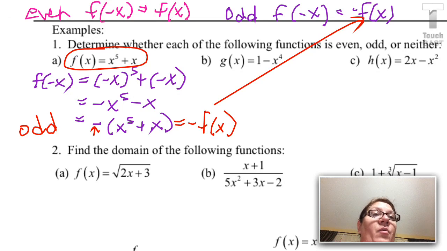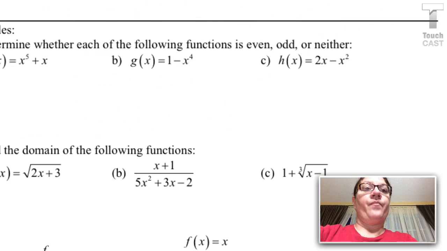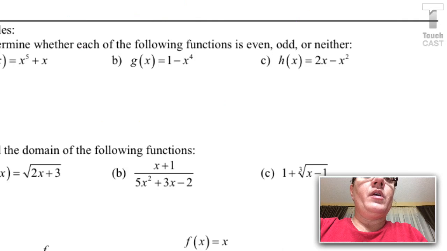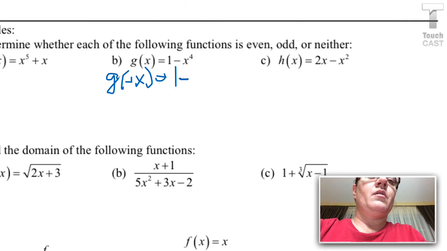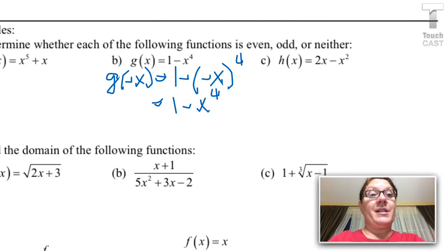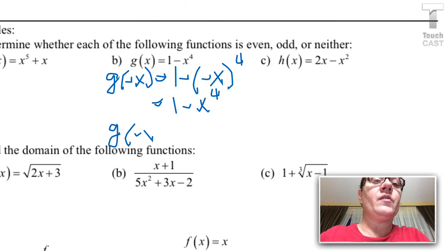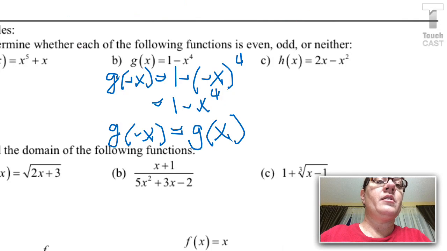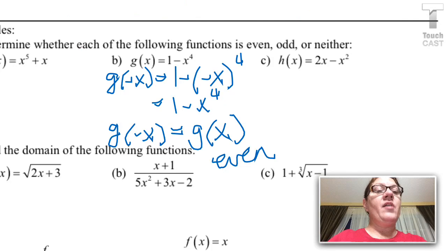Okay. And we're going to repeat the process for the next one after I erase all this mess. Okay, so again, I'm going to substitute in negative x for all the x's. And when I simplify this time, that's going to turn back into x to the 4th, which looks exactly like the original. So what I've just found out is that g of negative x is equal to g of x. And when that happens, it's even. Yay! And the crowd cheers.